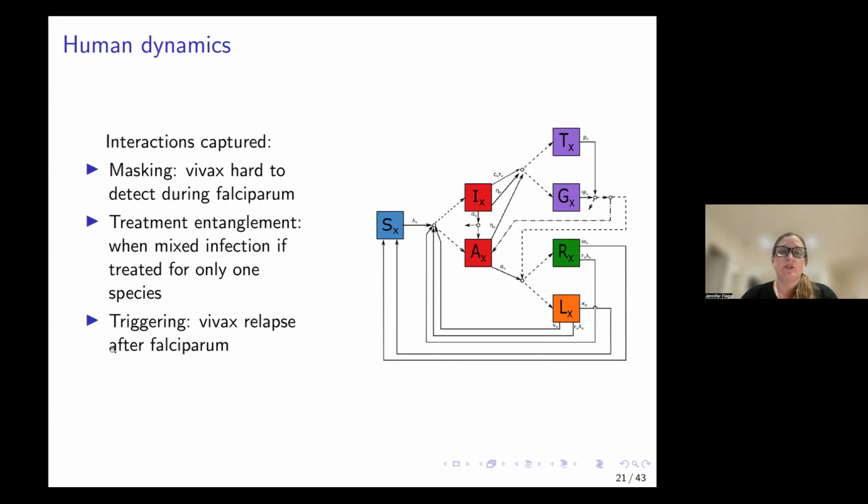So we've got masking, which is when you test for malaria symptoms, it's more likely to be detected or to be diagnosed as a falciparum infection than it is a Vivax infection. So falciparum can mask a Vivax infection if you have both. There's treatment entanglement. If you have a mixed infection and you get treated for falciparum, that has a non-zero effect on your Vivax parasites in your system. And also the triggering, which is a really interesting one, where after you've had fever-like illness, such as when you have falciparum malaria, a Vivax relapse, so a hypnozoite waking up, is more likely to happen just after you've recovered from a falciparum infection.